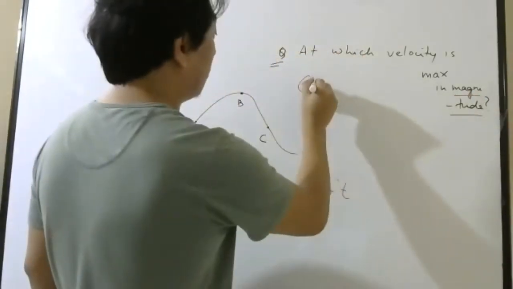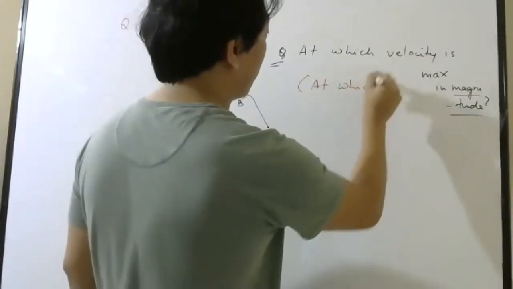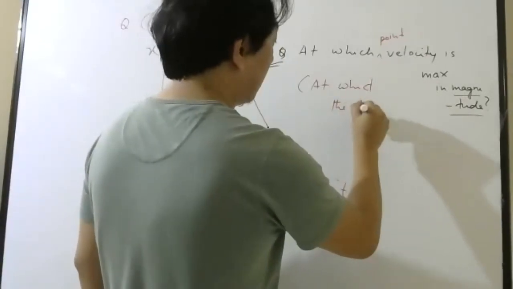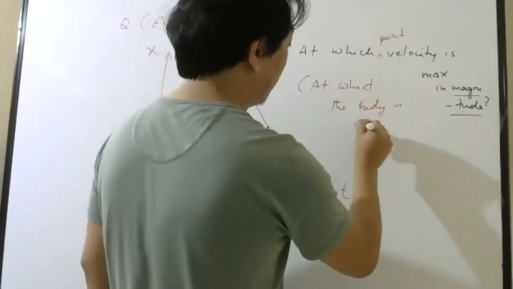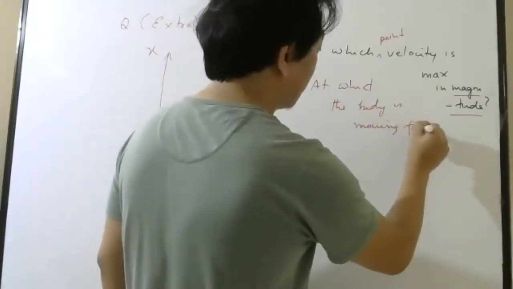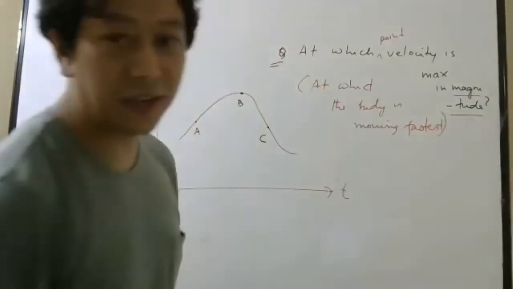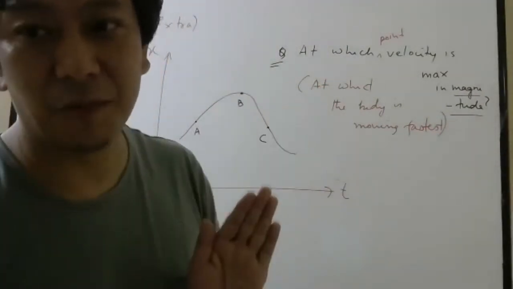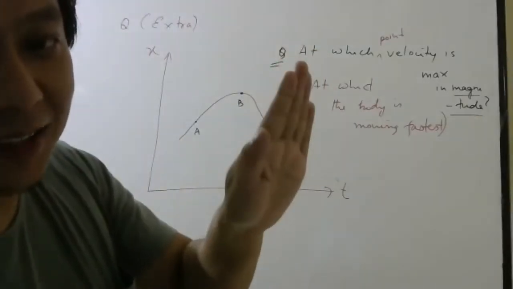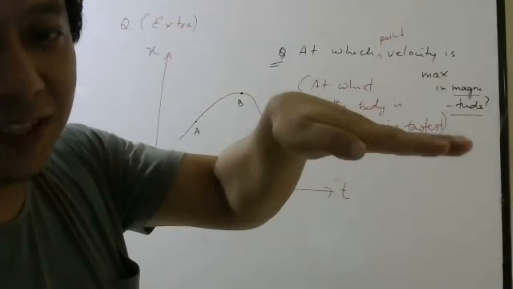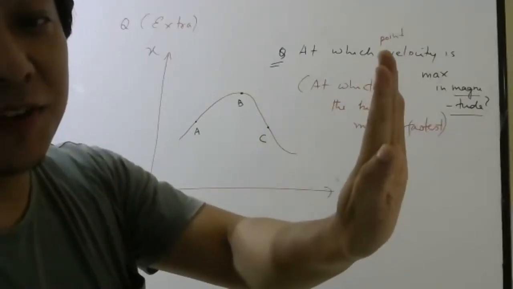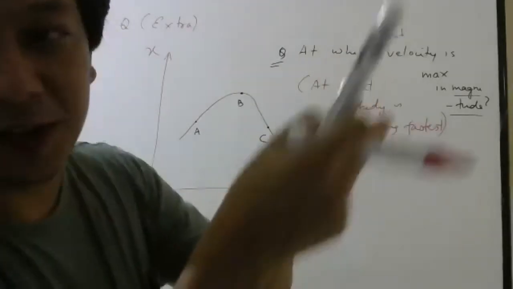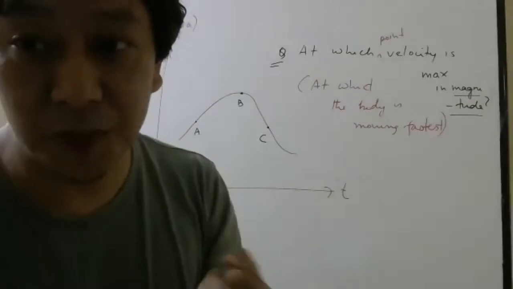The same question can be asked as: at which point is the body moving fastest? I don't care whether it is negative or positive. I just want to know where the slope is maximum. Slope, if it is like this, it is maximum. If it is like this, it is 0. If it is like this, it is infinity. So the more vertical your tangent is, the more will be your slope in magnitude.